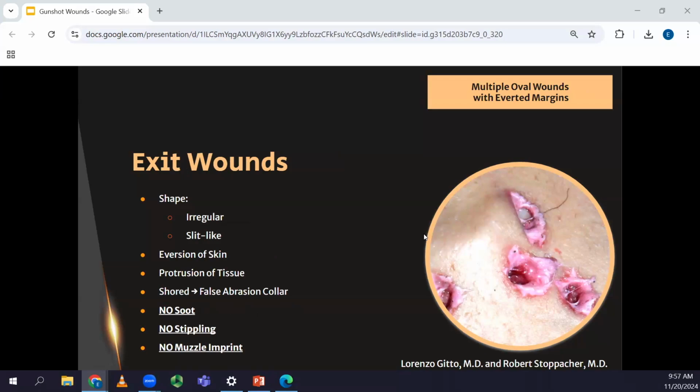And as always, do not document exit versus entrance wounds. This is for educational purposes. I'm telling you all of this.